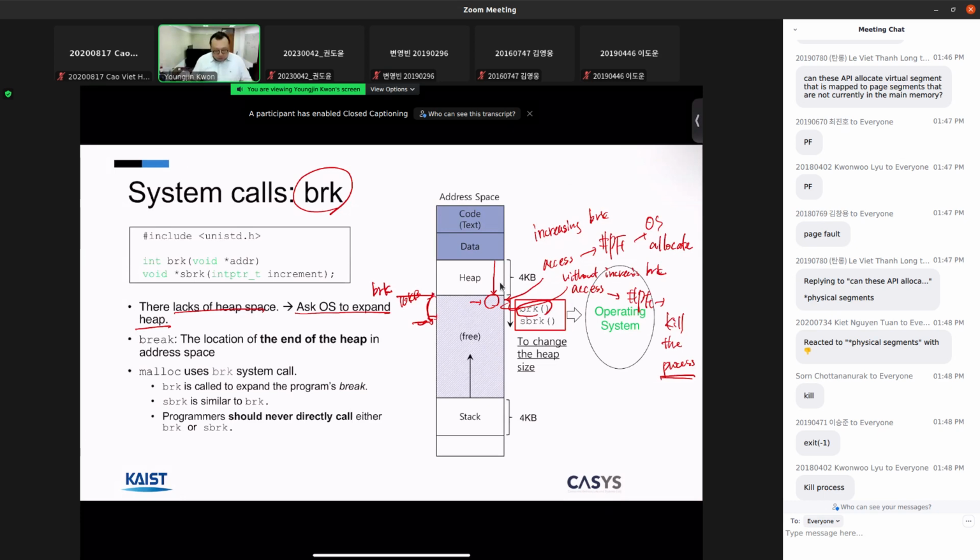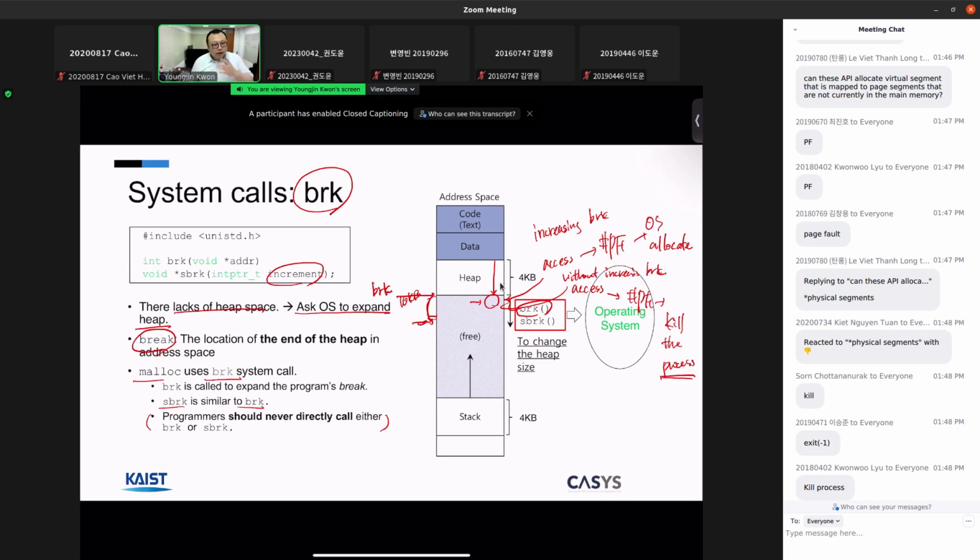All right, so the break is the end of the heap, the BRK pointer. Therefore, malloc uses the BRK system call to increase the size of the heap. SBRK is similar to BRK, where it only takes an increment. How much do we increase the size? SBRK is the more common API.